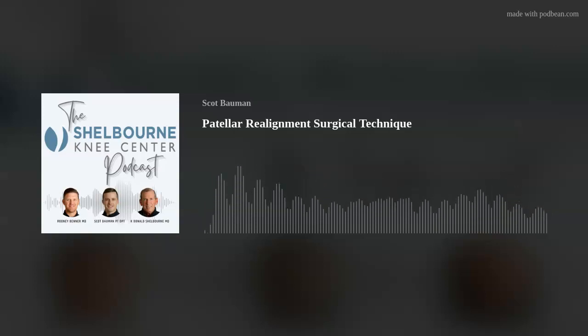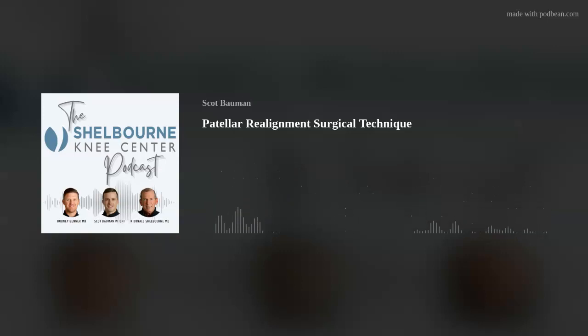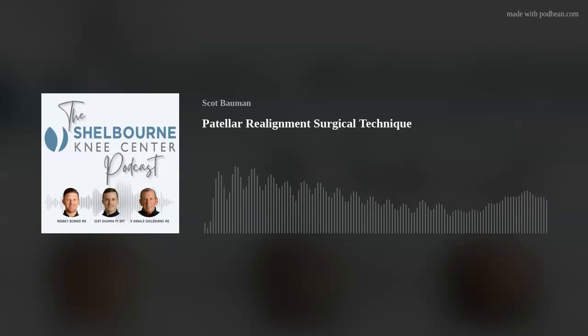On the lateral side, we make an incision about 1 centimeter off of the lateral edge of the patella and go all the way up to the vastus lateralis, and at least make sure we get down distally past the distal pole of the patella. I don't think it's essential to go any further than that, all the way down to the joint line. As long as you get distal to that distal pole of the patella on the lateral side, that's probably far enough.